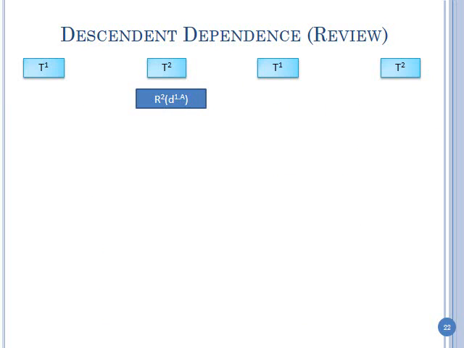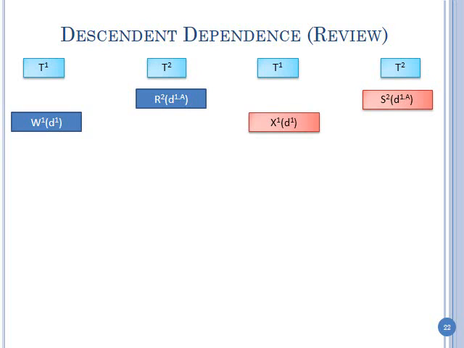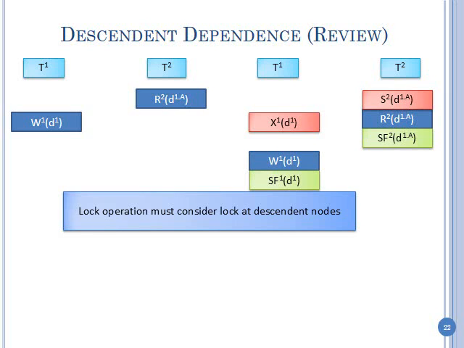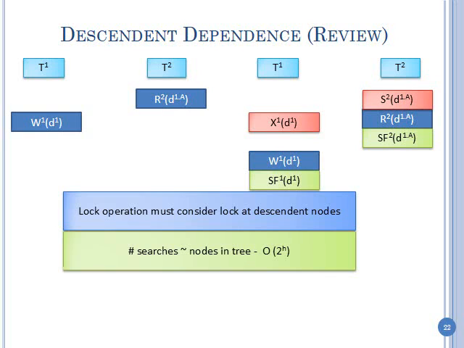And the example is this: let's say T2 got ahead of T1. It locked the A component, and T1 wants to write to it. T2 must get the shared lock, T1 must get the exclusive lock, and the exclusive lock should be given only if T2 hasn't got the shared lock of the descendant. So the search cost here is that the lock operation must consider locks at all descendant nodes, and now we're looking at a much larger number of nodes.